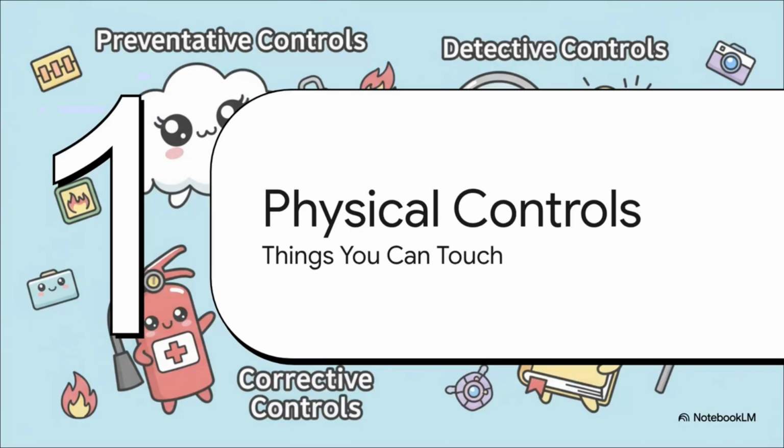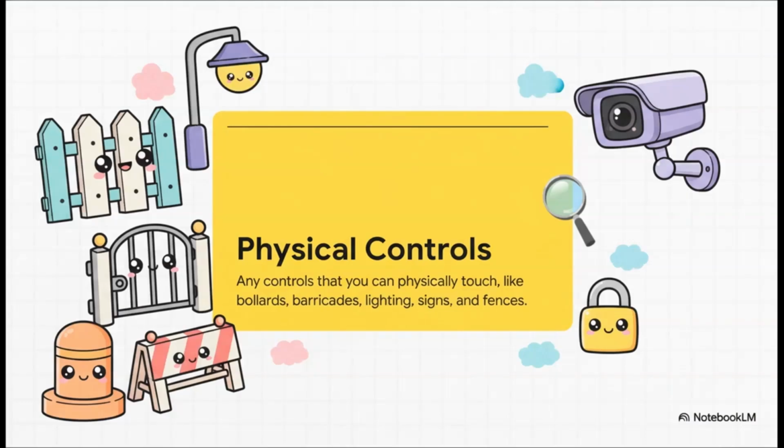All right, on to our final ingredient. Physical controls. This category is probably the easiest to understand. It's literally anything you can physically touch, kick, or lock that isn't a person. The definition is as straightforward as it gets. These are any controls you can physically touch. We're talking about things like fences, gates, lighting, signs, cameras, locks.